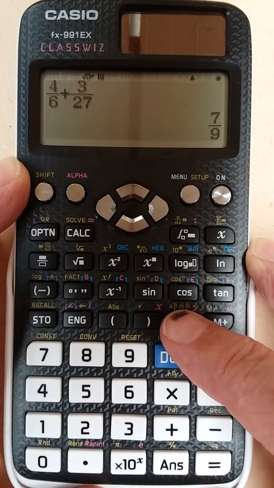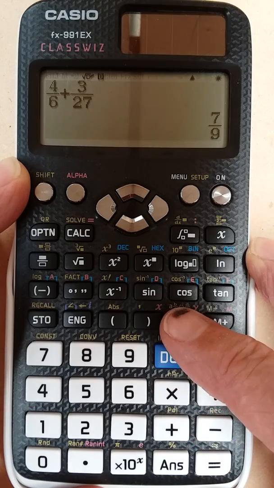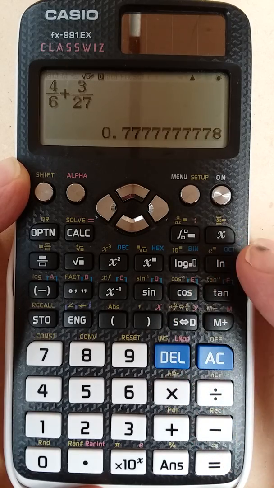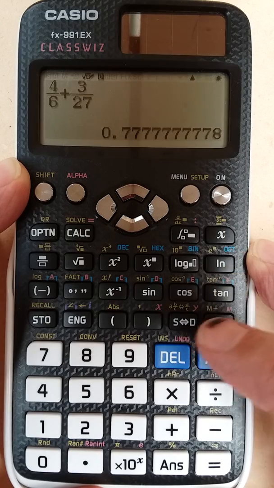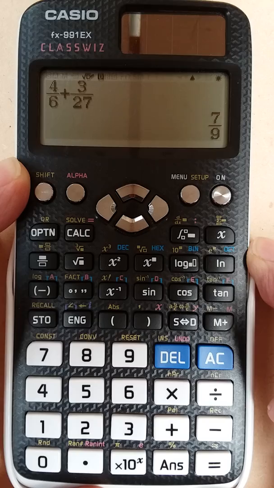Now, if you want to see this, hit your SD key. This is the one above delete, SD. I don't know what the S and the D really stand for, D for decimal. We'll change it to decimal, and then hit it again. We'll change it back to fraction.